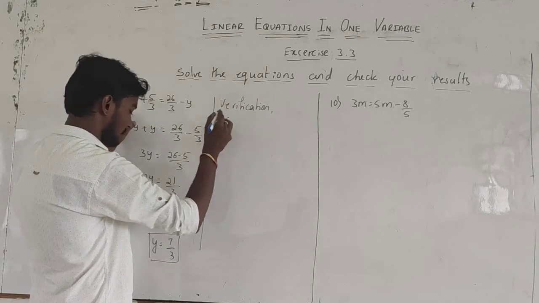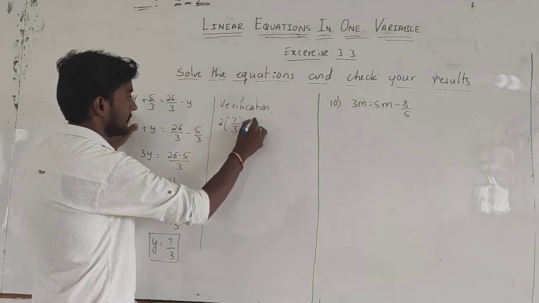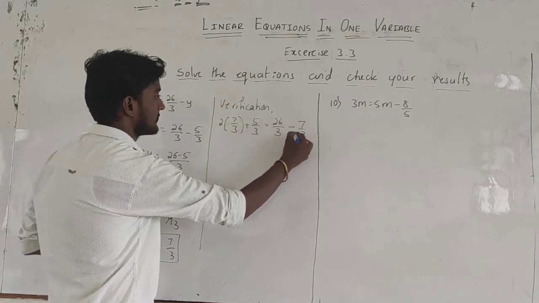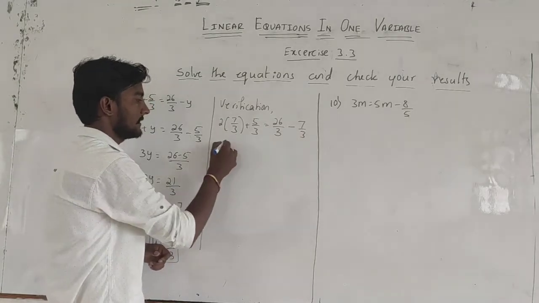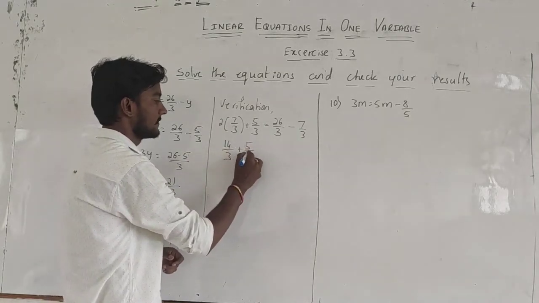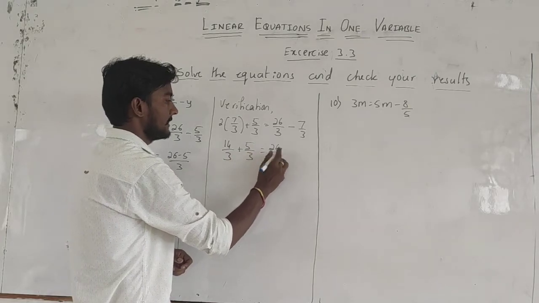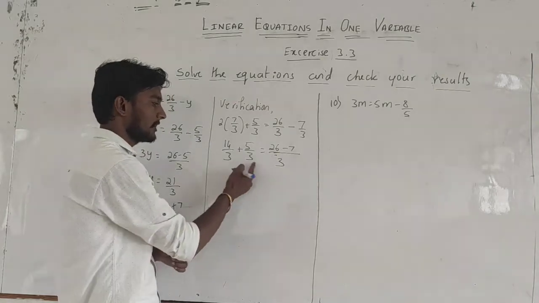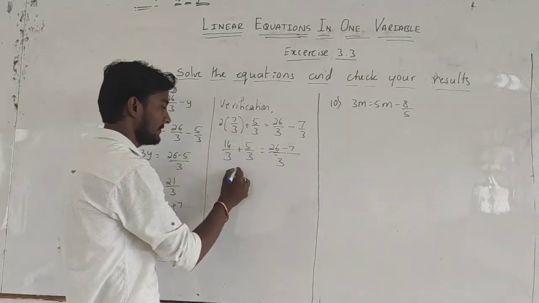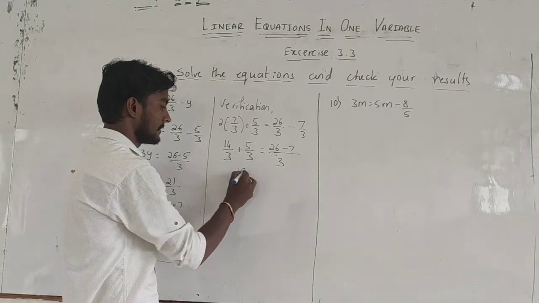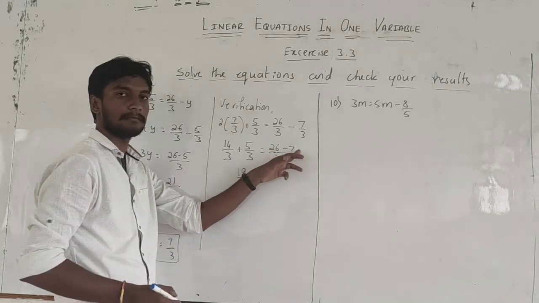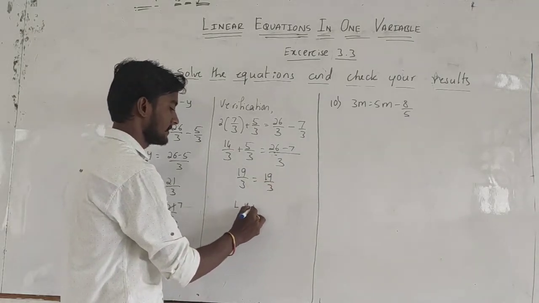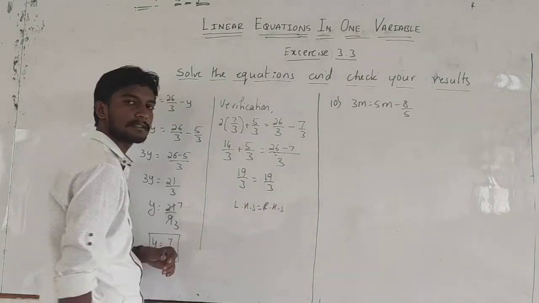In place of y, 2 into y value is 7 divided by 3 plus 5 divided by 3, equal to 26 divided by 3 minus 7 divided by 3. 2 into 7, 14 divided by 3 plus 5 divided by 3. 26, both the denominators are same, subtract the numerator. Both the denominators are same, add the numerator. 14 plus 5 is 19 divided by 3. 26 minus 7 is 19 divided by 3. LHS is equal to RHS.